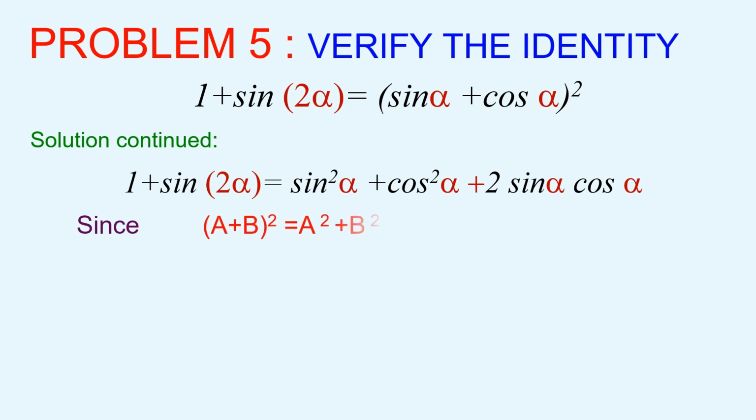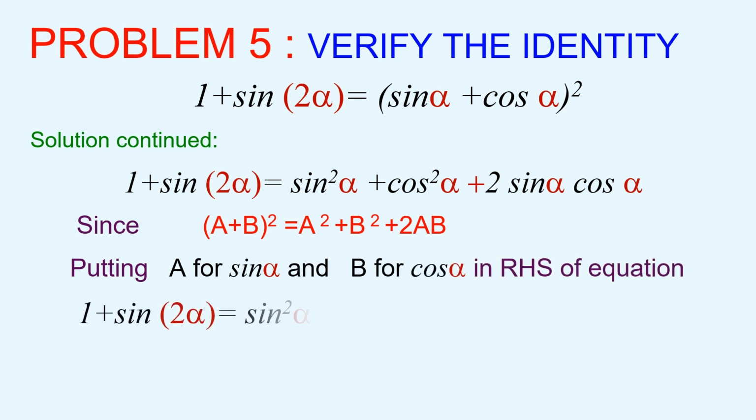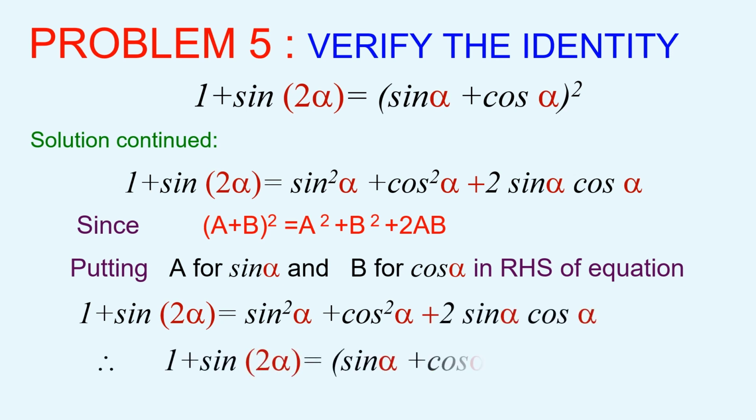Since a plus b whole squared equals a squared plus b squared plus 2 times a into b, using this formula for sine of alpha and cosine of alpha, we finally get 1 plus sine of 2 alpha equals sine of alpha plus cosine of alpha whole squared.